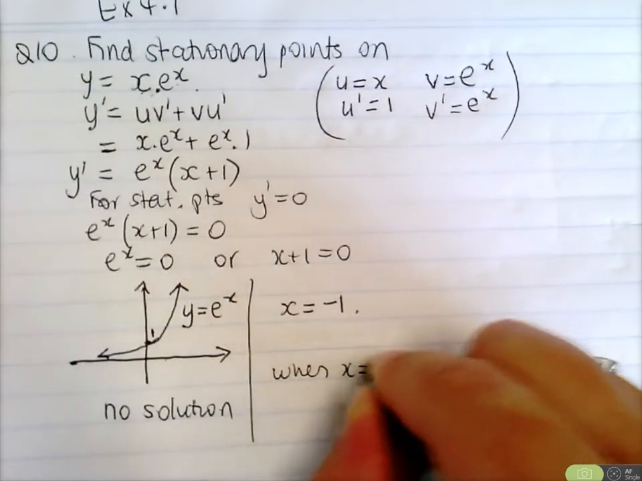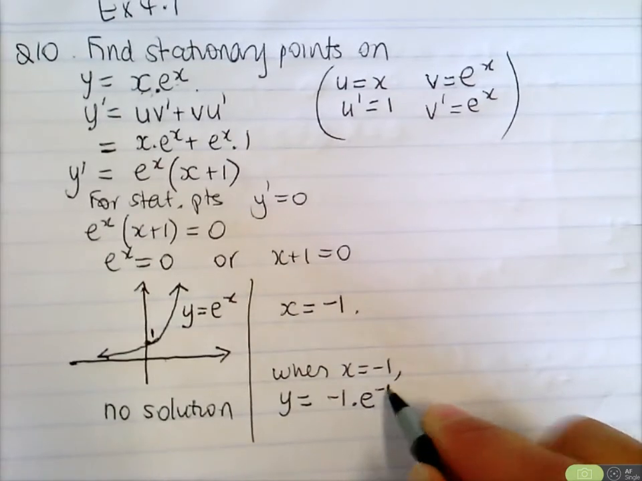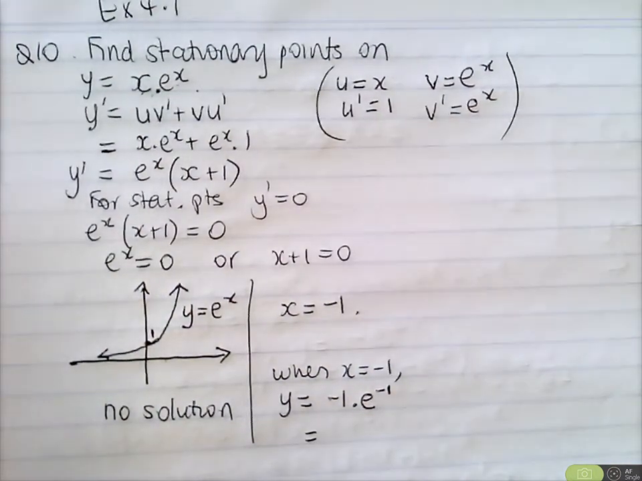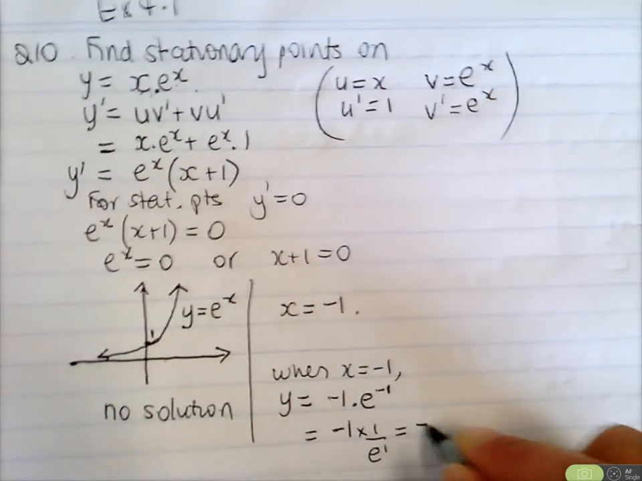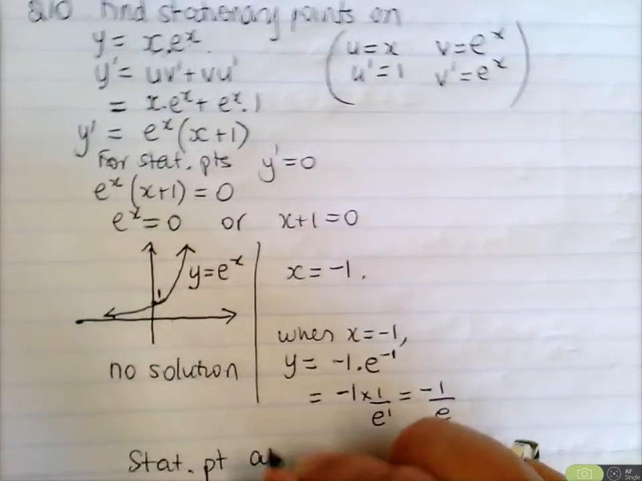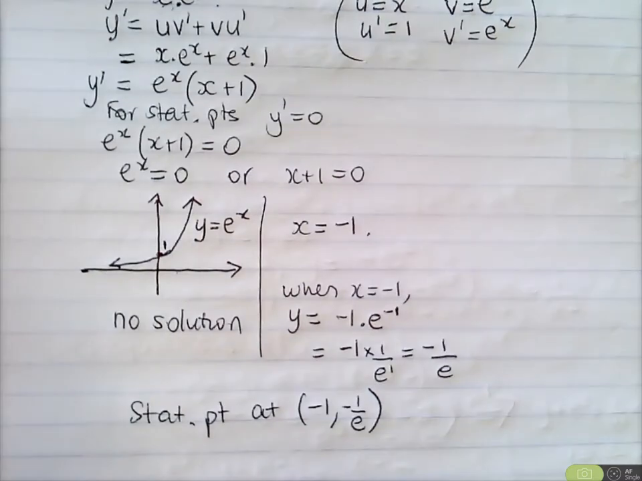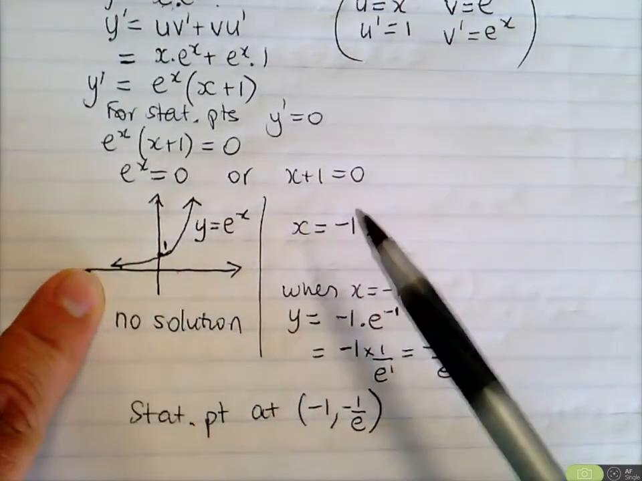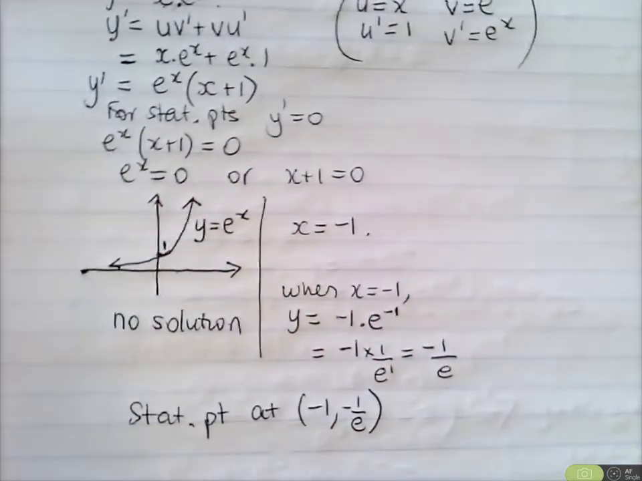Let's just work out when x is negative 1, what's y? Negative 1 times e to the negative 1, which is what? Negative 1 times 1 on e, which is negative 1 on e. So, girls, you've got a stationary point at negative 1 on e. Now, this sketch I've drawn here is not your curve. This is the sketch of e to the x only, to show that there's no solution there. Okay? So we've got a stationary point at negative 1, comma, negative 1 on e.